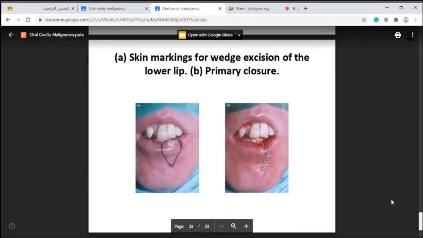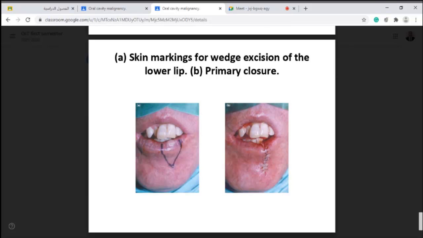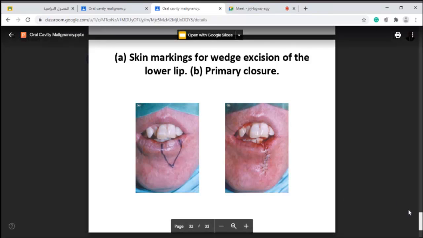And this is in cases of, say, the lower lip, skin markings of wedge excision of the lower lip and primary closure. We can do it if it is an early tumor, presented early without lymph node metastasis. We can do wedge resection, V shape, with a safe margin of normal tissue, we remove it with the tumor, because there are microscopic metastases, not apparent macroscopically to the naked eye. So not only remove the primary tumor, but with a safe margin of normal-looking skin and normal tissue. And after this wedge resection, we can do primary suturing if it is an early tumor.